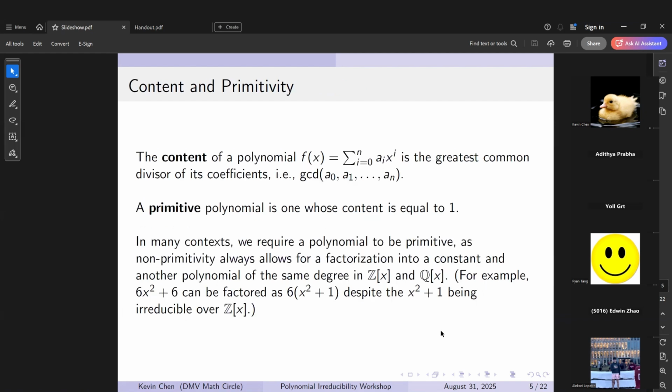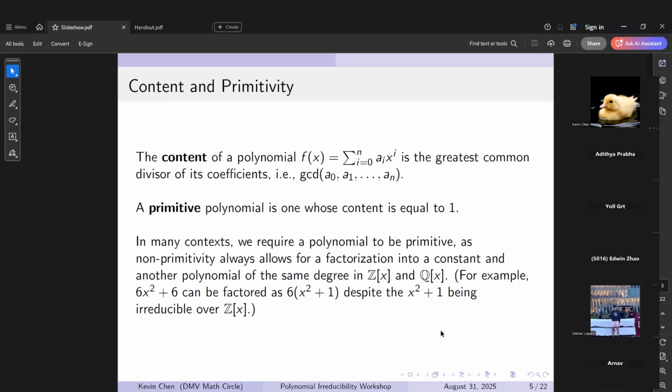Two important concepts in irreducibility are content and primitivity. The content of a polynomial is just the greatest common divisor of its coefficients, so it's the GCD of a0, a1, all the way to an. This is important because it directly relates to primitivity: a polynomial is primitive if the content is equal to 1. In many contexts, we have to require a polynomial to be primitive before proving that it's irreducible, because if it weren't primitive, we could always factor out the GCD of the coefficients in Z[x] and Q[x].